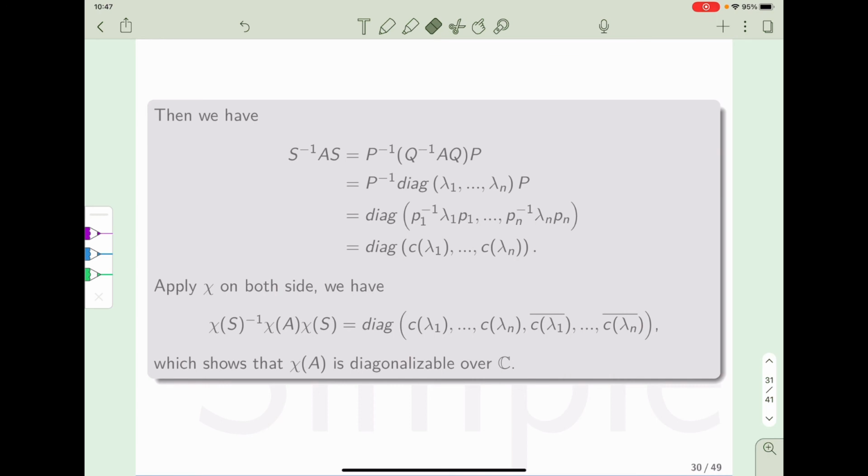Now, we use the matrix P to reduce the expression on the right side so that it is a complex diagonal matrix. Then we can apply chi on both sides, and we can see that the output is also a diagonal matrix. Therefore, chi of A is diagonalizable.